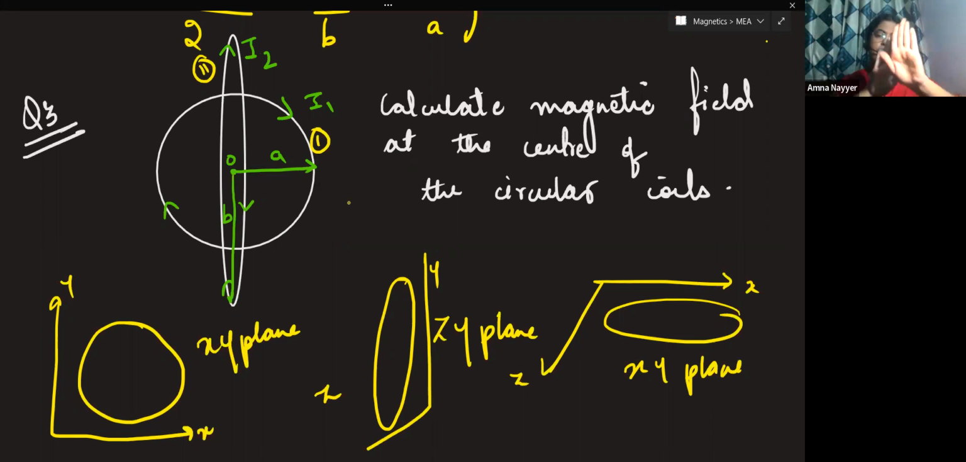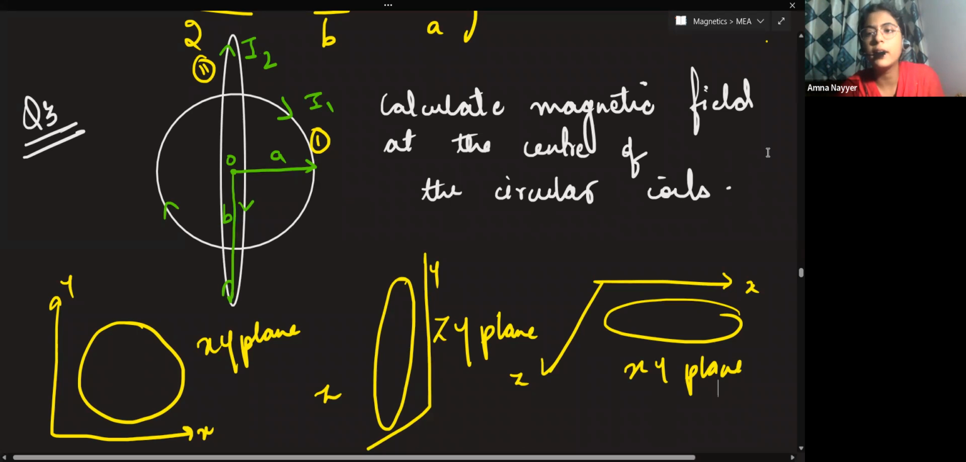It is actually a complete circle which is kept like this. This is the first circle, this is the second circle. So basically both are circles only. You have to keep in mind that the net answer will be given by the unit vectors, so you have to consider the unit vectors.